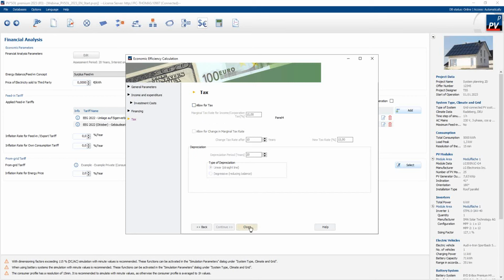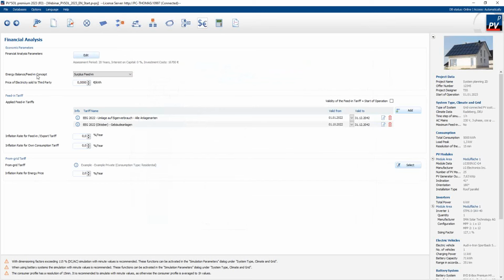Okay. I think that's it for the general parameters, and now we have to look at the different feed-in concepts and at our feed-in tariff, to see if we get income or not. Yeah, that's right. First we have to define the energy balance or feed-in concept.